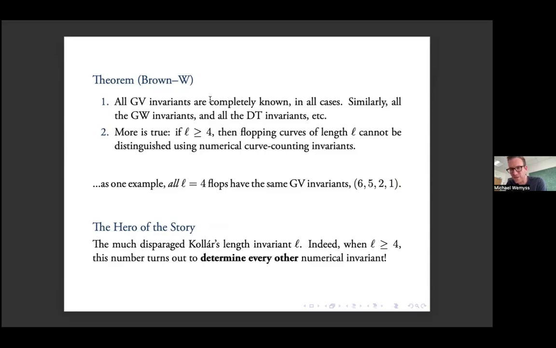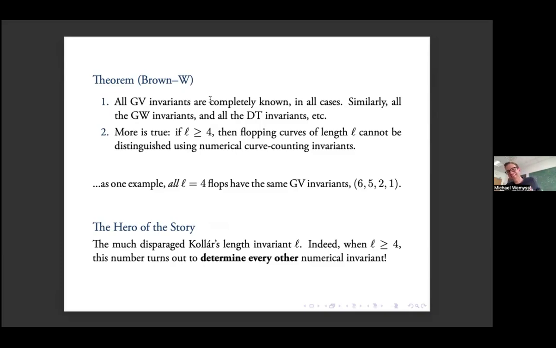So curve counting is almost optimally rubbish at determining differences between flops. But in some ways it's a good invariant, right? Invariants shouldn't see moduli in algebraic geometry. It's a good invariant, it's just not very good for classification purposes.